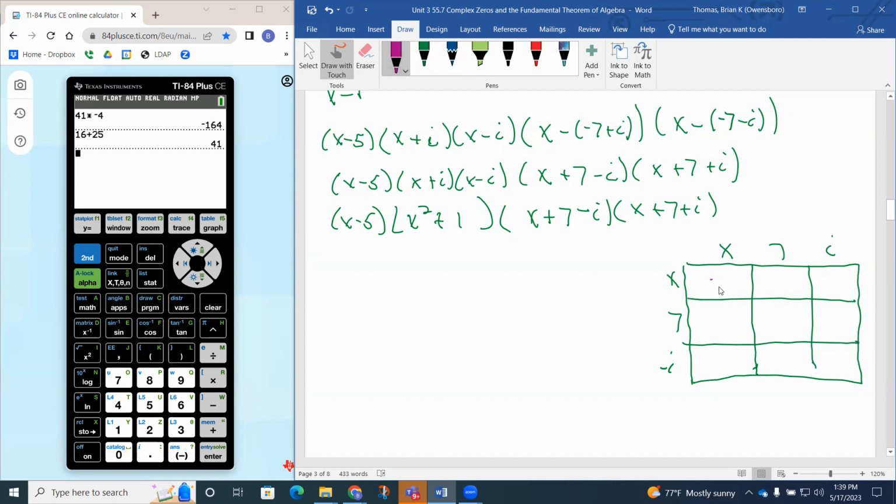So x times x is going to be x squared. x times 7 would be 7x. x times i would be xi or ix. Usually the i would be the coefficient. 7 times x is 7x. 7 times 7 is 49. 7 times i is 7i. Negative i times x is going to be negative ix. Negative i times 7 is going to be negative 7i. And then negative i times i is going to be negative i squared, which means i squared is a negative 1, so that's actually going to make that a positive 1.